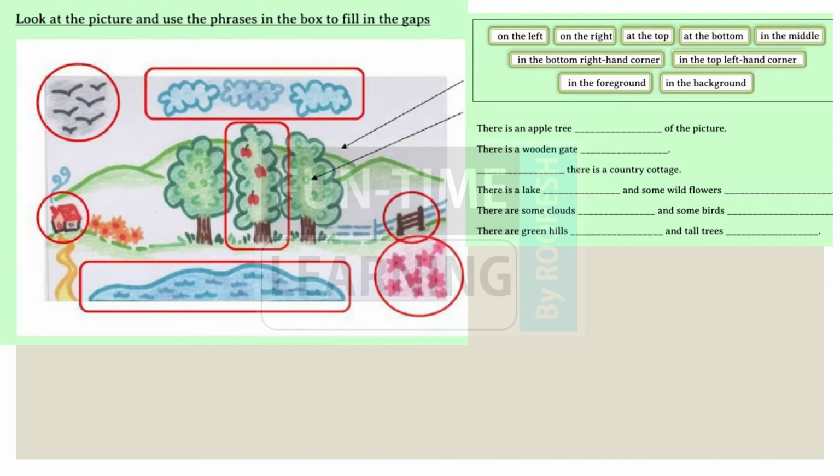on the left, on the right, at the top, bottom, in the middle, bottom right hand corner, in the top or left hand corner, in the foreground, in the background. So you can see that it's situated in the foreground, we can say that. But more suitable phrase will be in the middle of the picture. ചിത്രത്തിൻ്റെ മധ്യത്തിലാണ് അത് സ്ഥിതി ചെയ്യുന്നത് എന്നുള്ളതുകൊണ്ട് in the middle of the picture.